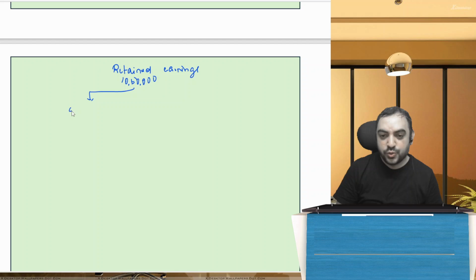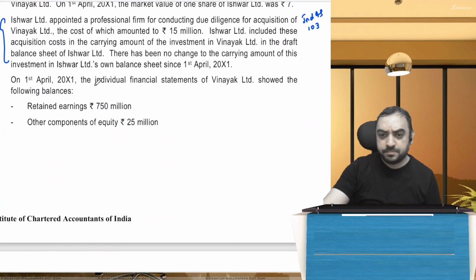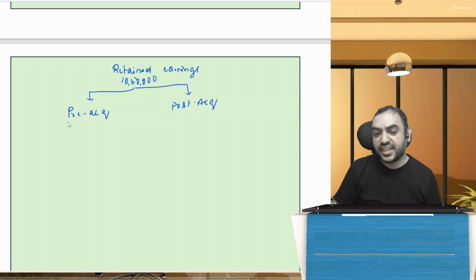If I divide this into opening and current, I think this was acquired 3 years back, right? So I'll say pre-acquisition and post-acquisition. On the date of acquisition, it was 750. 750 means three zeros extra, that is 7,50,000. So the balance 3 lakh is post-acquisition. This requires no further confusion.